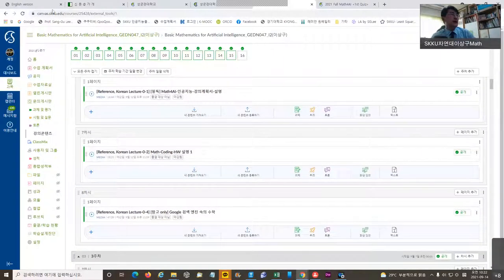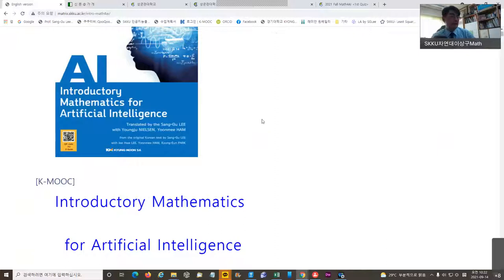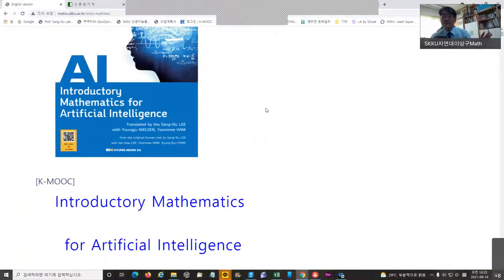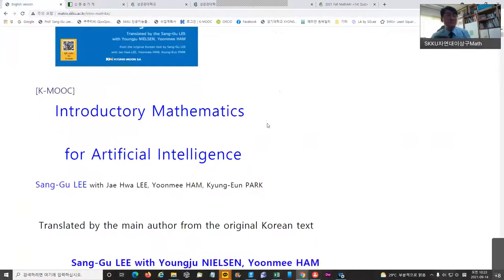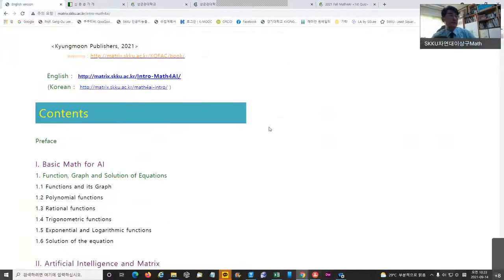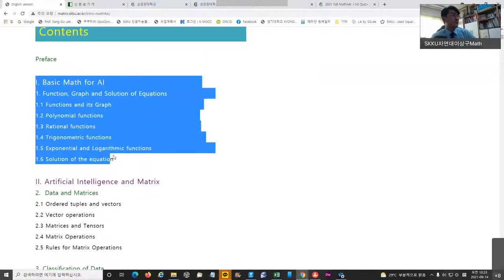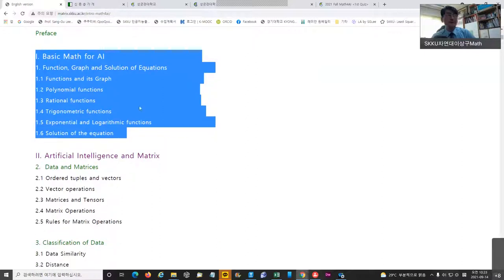And also, I have made the whole lecture notes and lab book on this website. I have a Korean version of it too, but this is an English version, so the international students shouldn't have any difficulty following. So far, we have covered the first week, basic mathematics for AI. Was there any difficulty understanding the content of the first week?